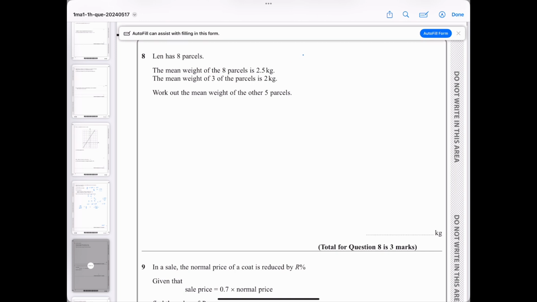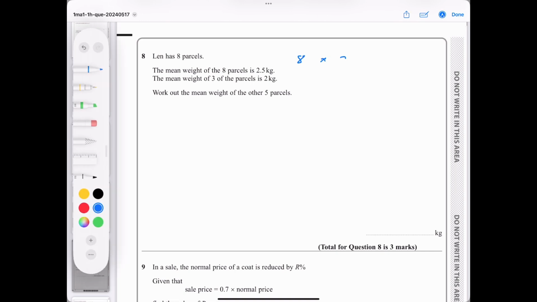So the total of 8 of those, where we have a mean weight of 2.5, is 8 times 2.5, which is 4 times 5, which is 2 times 10, so that's 20 kilograms. And if 3 of them weigh 2, that means they weigh 6. So that means the others weigh 14 kilograms. And then the mean weight of that is 14 over 5, which is 7 over 10, which is 0.7 kilograms.